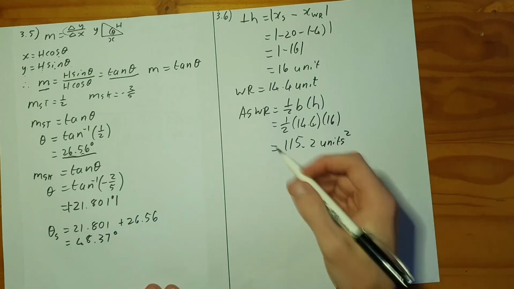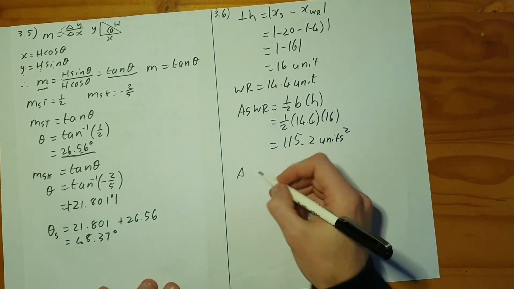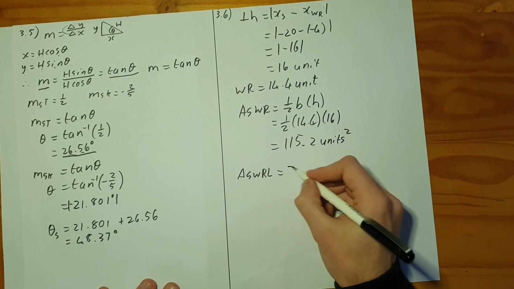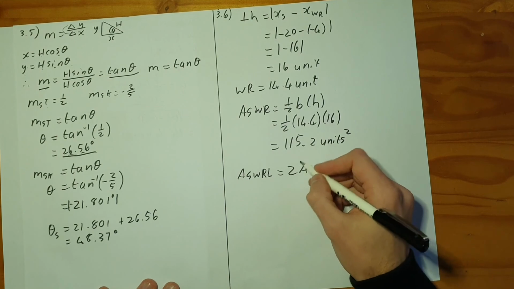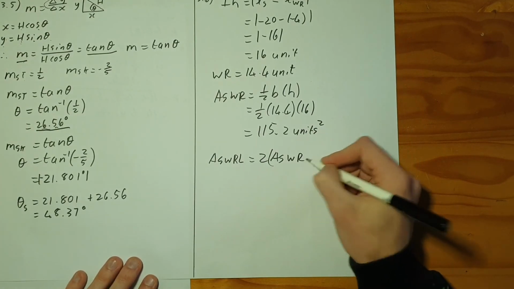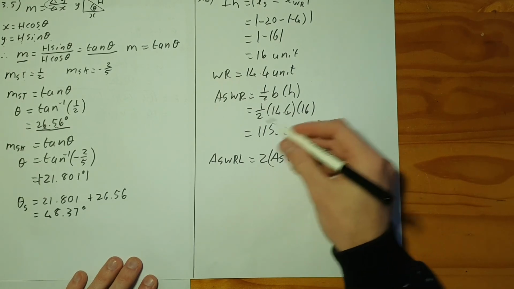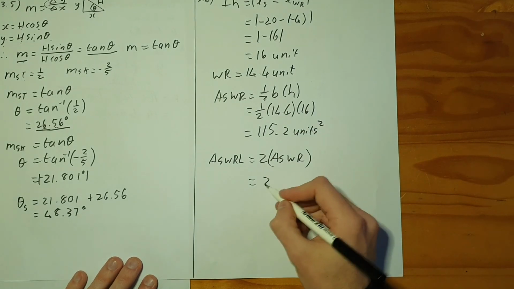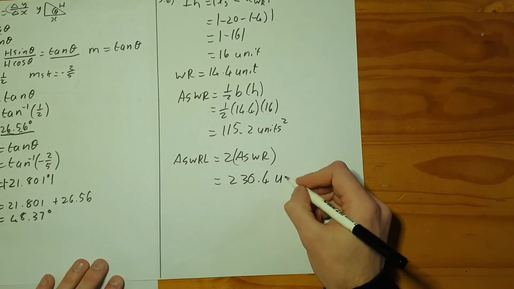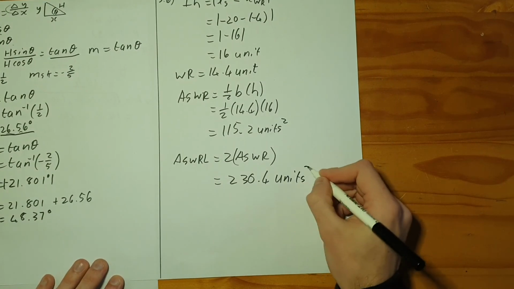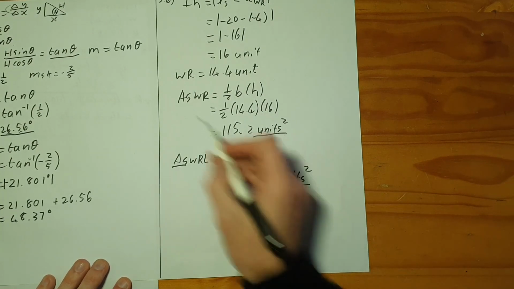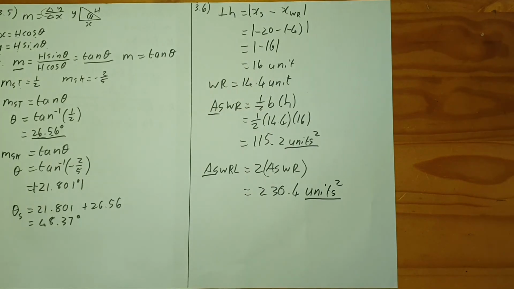Now we calculate the area of the parallelogram. So the area of WSRL is going to be 2 times the area of SWR. If you multiply that by 2, you'll get an answer of 230.4 units squared. Don't forget it's squared units because we're dealing with area. And that's how we go about solving this problem.